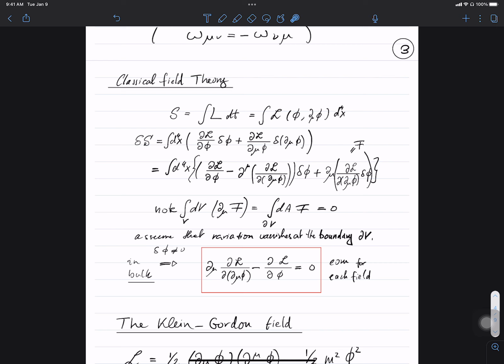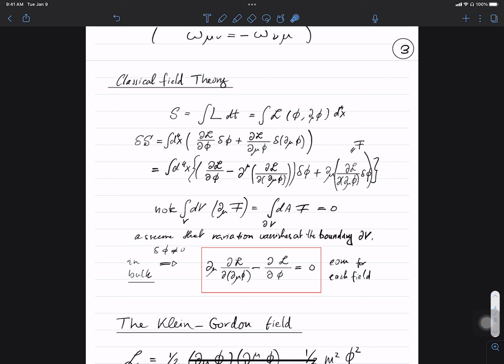We will remove the derivative and replace the volume integral by the surface integral over the boundary region. This is the surface integral theorem, and this is equal to 0 because we assume that all the variations vanish at the boundary. This is an assumption that's always made also in classical mechanics.